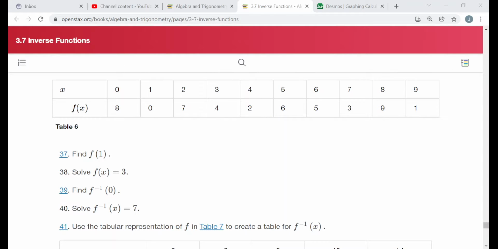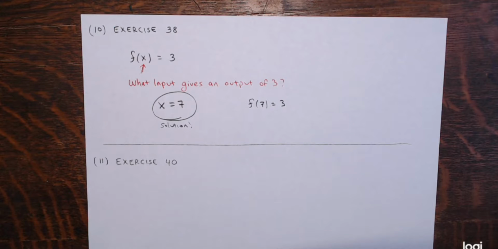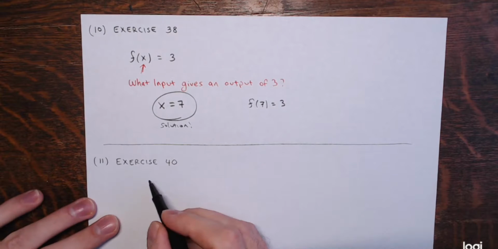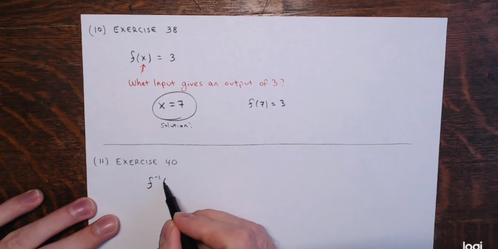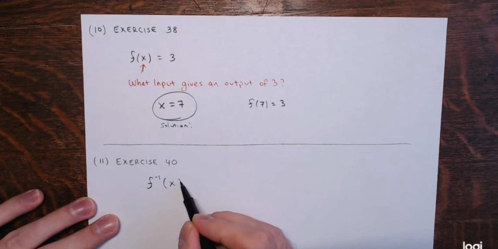Exercise 40 is solve f inverse of x equals 7. Again, they don't have a table for f inverse. They have a table for f. But all you need to do is reverse it, and you'll have a table for f inverse. Very, very easy. All right, so back on the paper, I'll write out that equation. We're asked to solve f inverse of x equals 7.